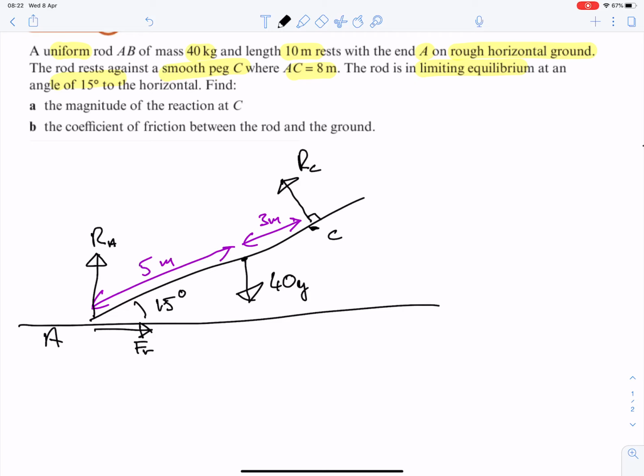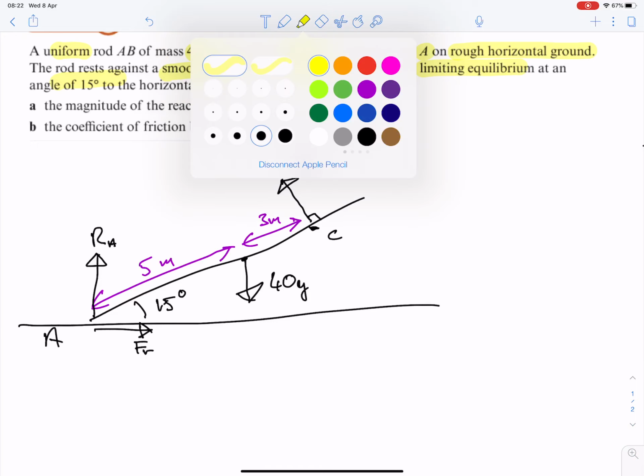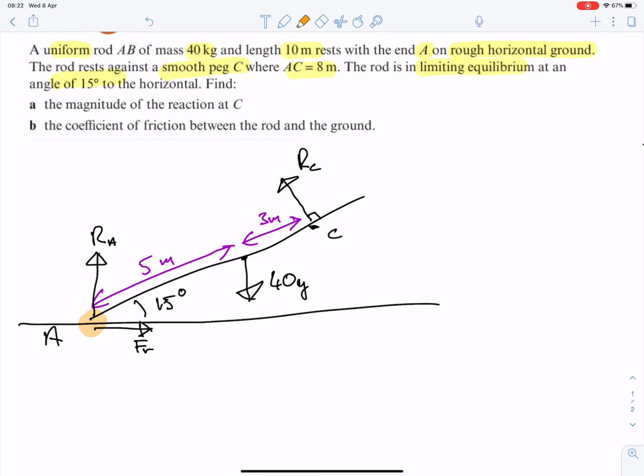But when I look at this, I can see that if I take moments about A, I can eliminate the forces RA and the friction, which will only leave me with one unknown, RC. And if I've got an equation with one unknown in it, then I know that I can solve it. So I am going to take moments about A. The anti-clockwise must equal the clockwise since it's in equilibrium.